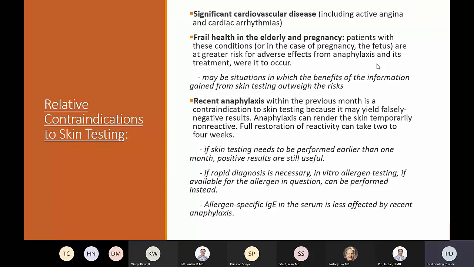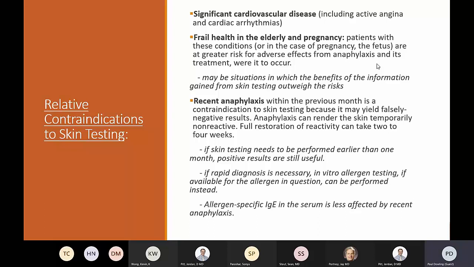Someone with recent anaphylaxis within the previous month: a lot of people, especially if it had classically been for stinging insects, think that you wait 4 to 6 weeks afterwards, because theoretically, if you've had anaphylaxis, you've lost all these mediators and they have to reform, and your results may give you false negatives. But again, that's not always the case. Anaphylaxis can render the skin temporarily non-reactive.